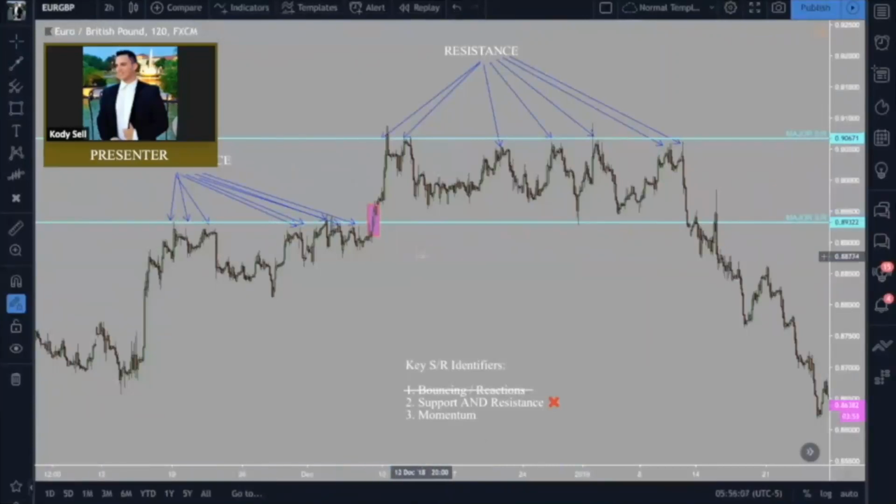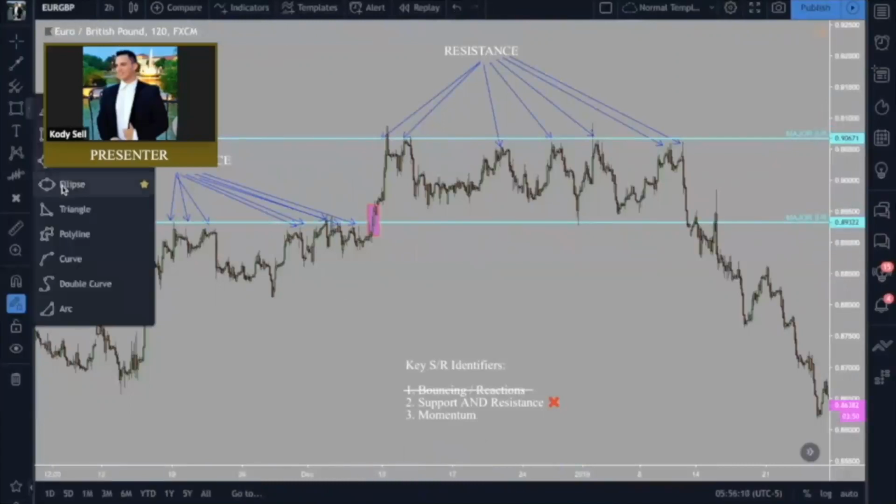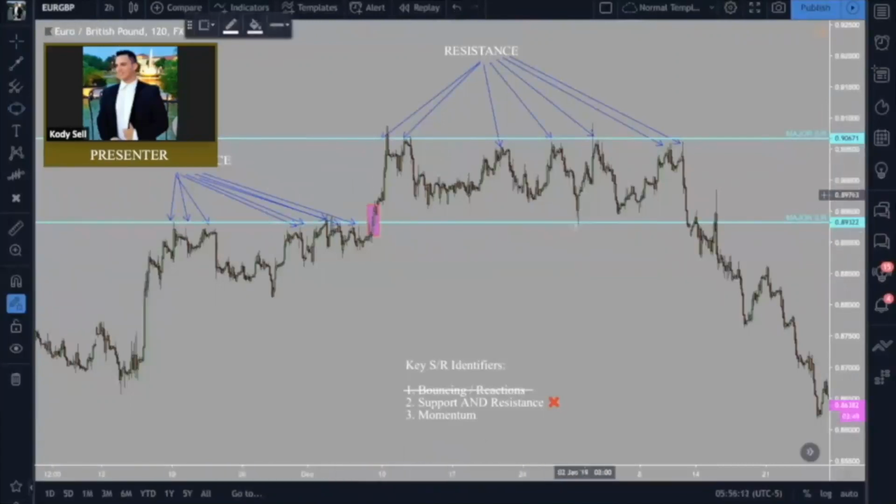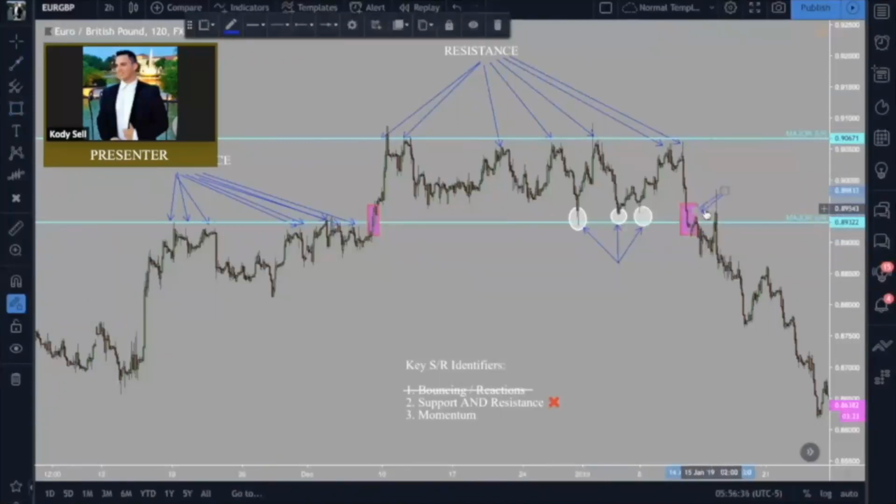So here is our breach. Price breached right here. And if you notice, when price came back to this level, what happened? It found support each time. Not only that, not only did it find support each time, also over here, when we breached again, right here, it turned around and acted as resistance.